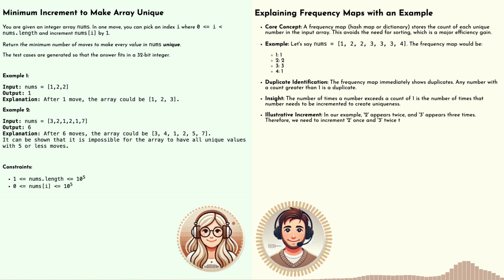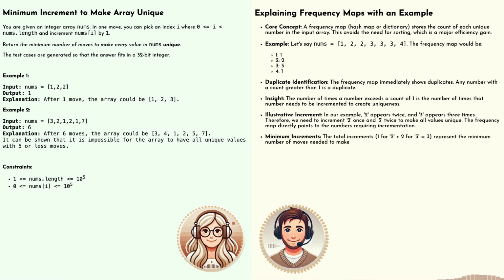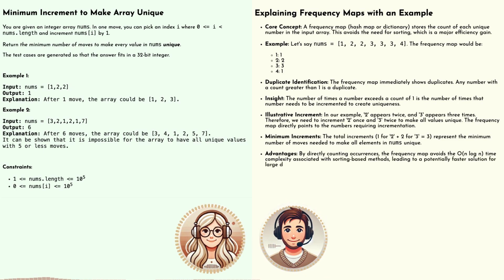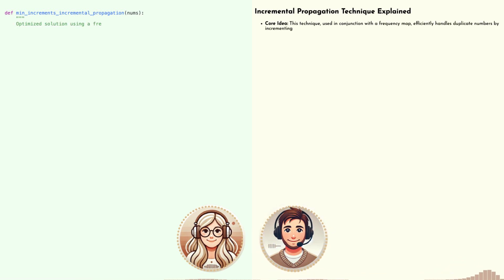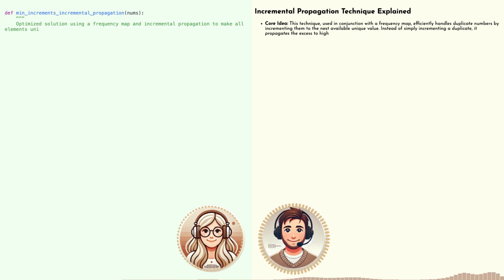So if our array was 1, 2, 2, 3, 1, our frequency map would have 1 with a count of 2, 2 also with a count of 2, and then 3 with a count of 1. Exactly. It's like creating a histogram of our array, which gives us a clear picture of the distribution of those numbers. Got it. So we've got this frequency map. How do we actually use it to find the minimum number of increments we need?